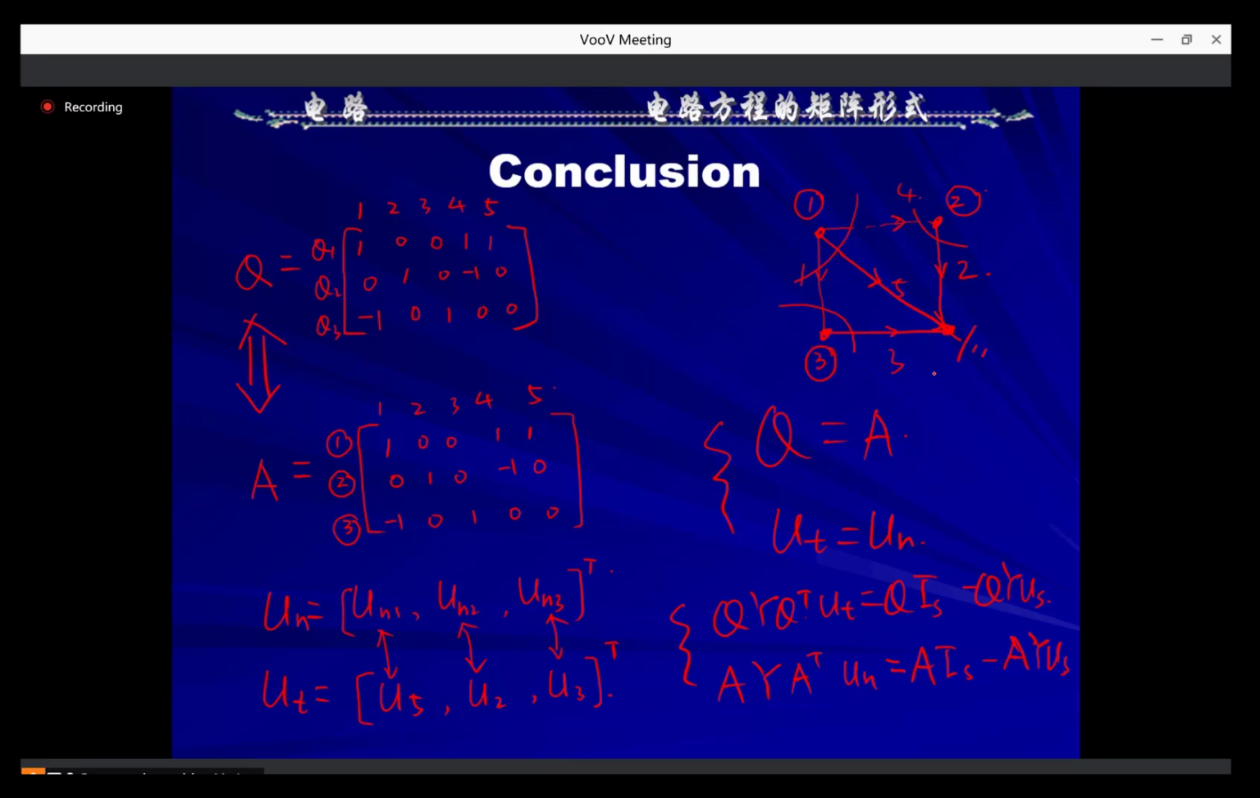Okay, so for this case we can find the cut-set method is totally the same as the node method. So the cut-set method is an extended form of the node method. The node method is a special case of the cut-set method. So this is a conclusion for the relation between the Q and A methods.